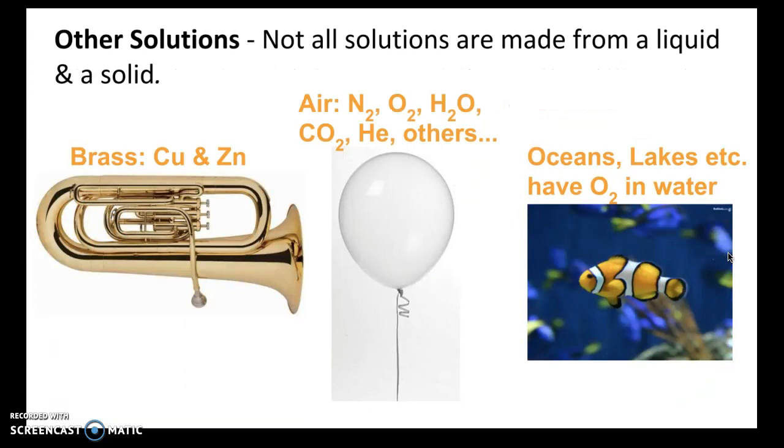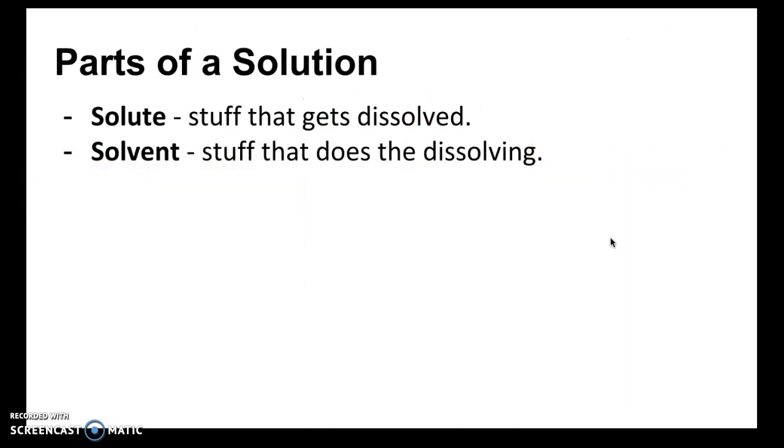Just a quick note that we typically think about things that involve solids and liquids together as solutions, but there are other types. You can have solids as an alloy like brass. Air is a solution of gases, and there's oxygen that's dissolved in water, like oceans and lakes, and that's how the fishes breathe. So that would also be an example of a solution, in this case made from a liquid and a gas. So these are all examples of solutions, even though they don't involve liquids and solids, but in this unit we focus mainly on liquids and solids.